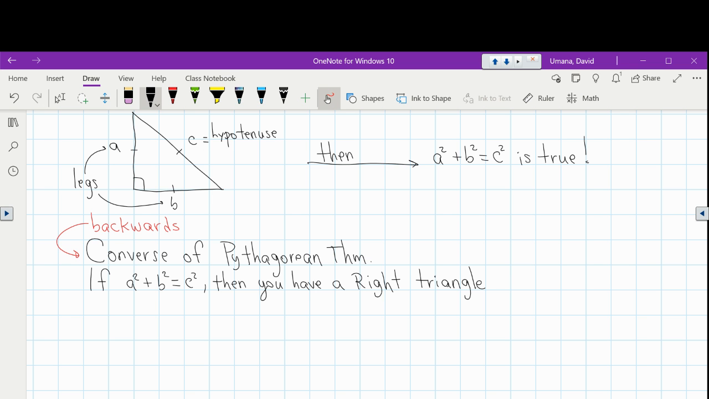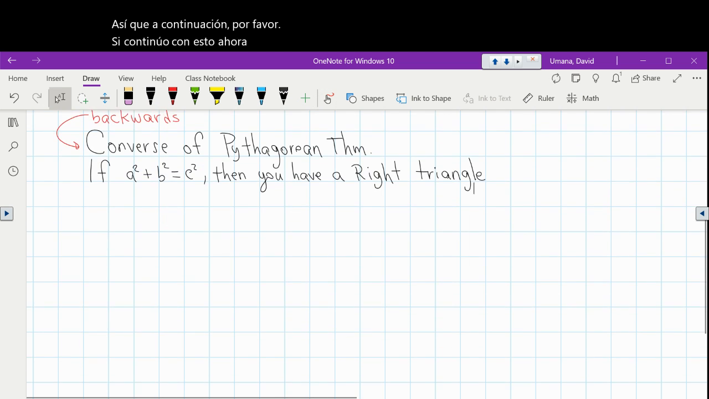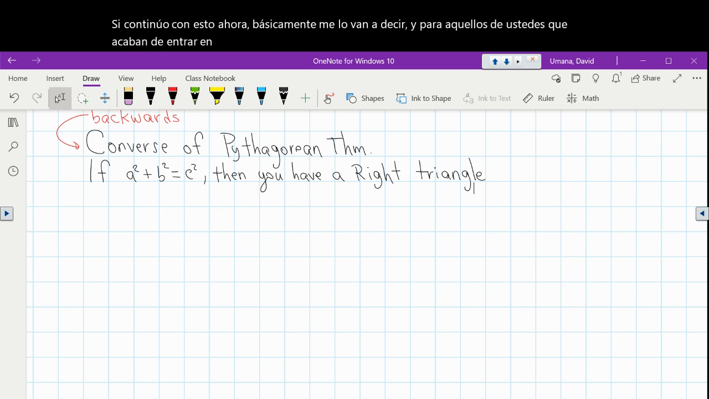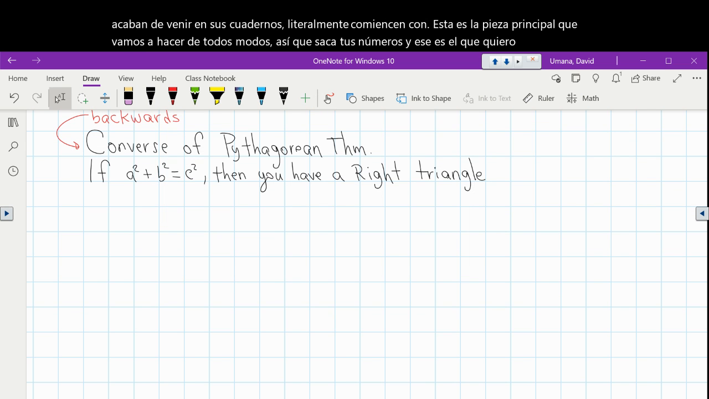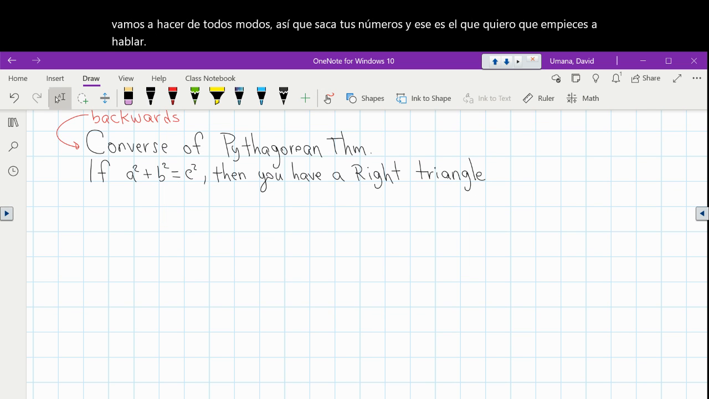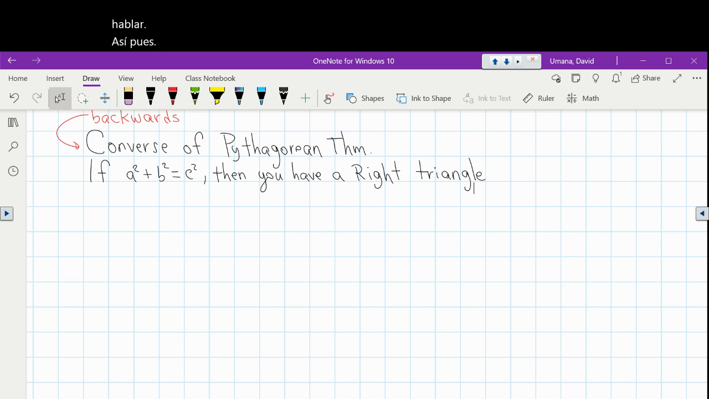So, next piece. If I continue with this now, and for those of you just coming in on your notebooks, literally start with this. This is the main piece we're going to do anyways. So take out your notebooks, and that's the one I want you to start taking notes on. Okay, so then can you try to take out some paper at least? Right now, because of what I'm doing, it can be regular paper.